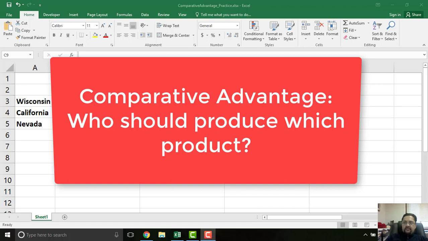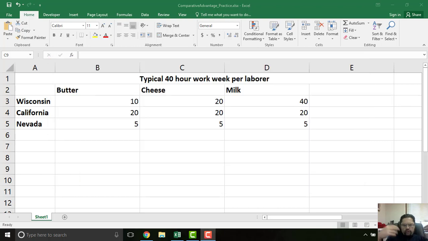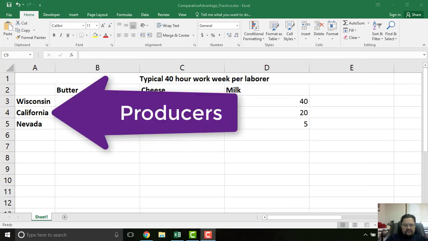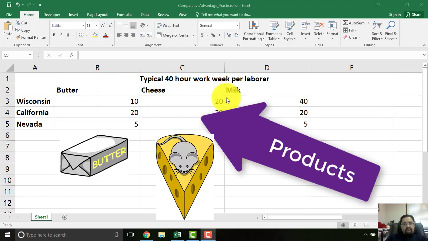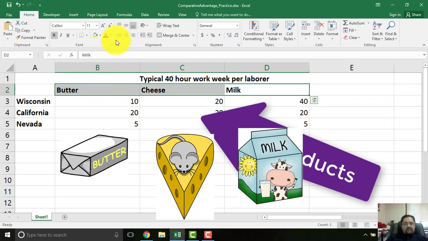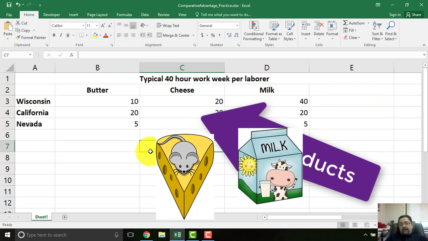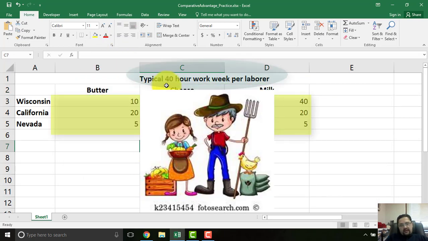Hello everyone, this is Professor Tychek, and I'm here today to give you a practice run of comparative advantage, a more complex version of it, as you might be expected to complete. So I've got three locations here, Wisconsin, California, Nevada, and I've got butter, cheese, and milk, three general products, commodities that a company could make. And a typical 40-hour work week per laborer.